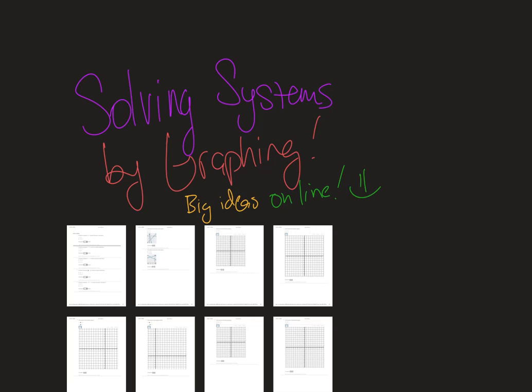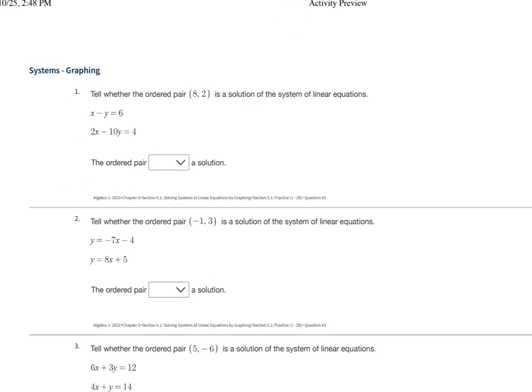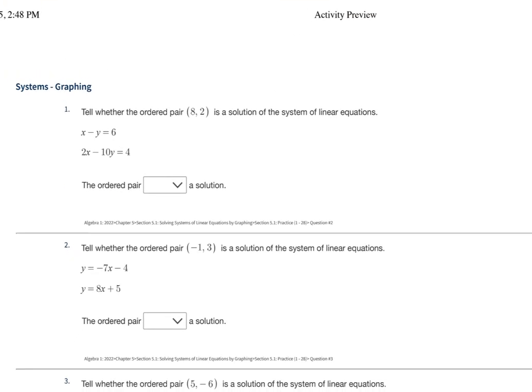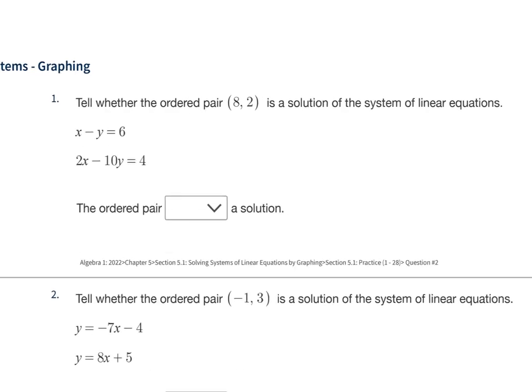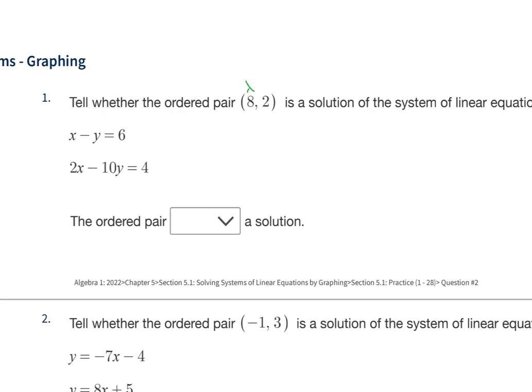All right, we're checking out the assignment on solving systems of equations by graphing on Big Ideas. So number 1, tell whether the ordered pair (8, 2) is a solution of the system of linear equations. Well, how you do that is, that's the x, that's the y. You could graph these, but they want you to start out by plugging this stuff in.